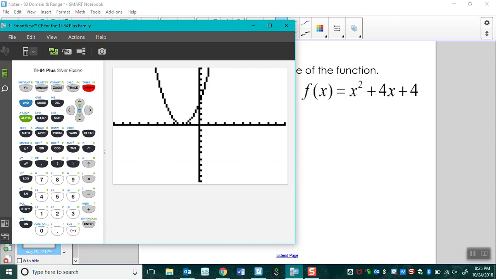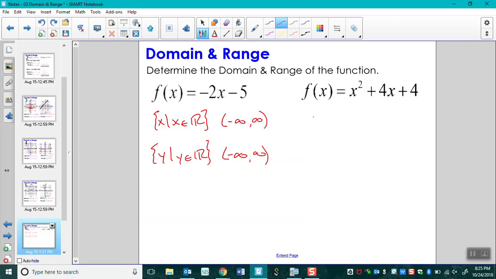If we start with our domain, as this graph, this is called a parabola, extends to the left and right, it's going to keep getting wider. So my domain is going to be all real numbers again. So we have the same as the other one.